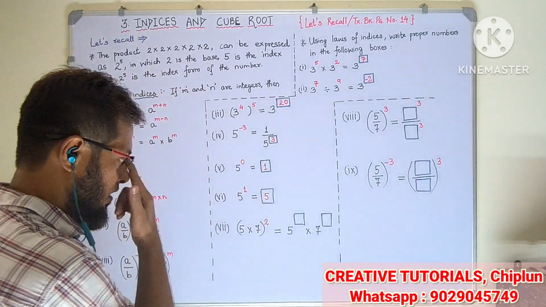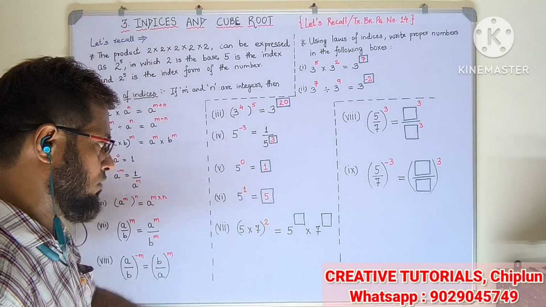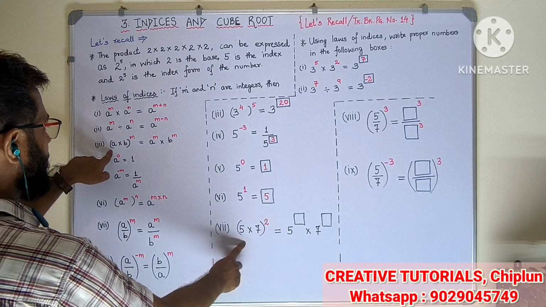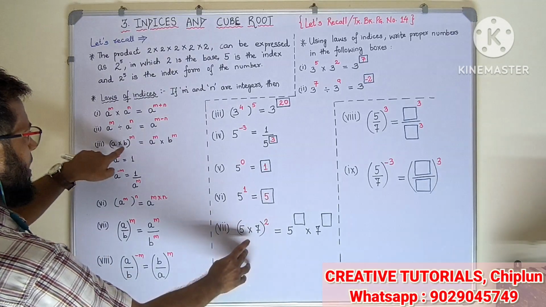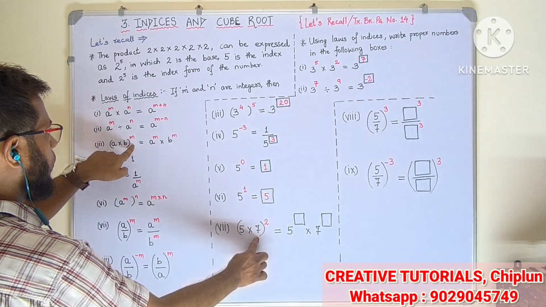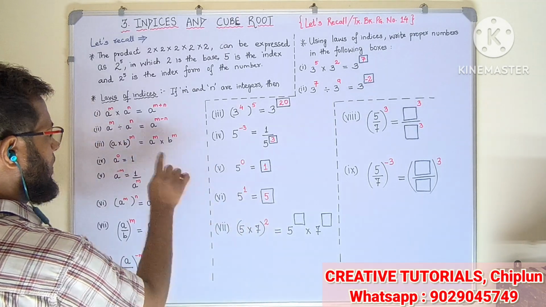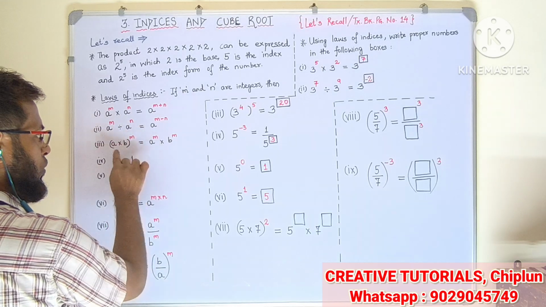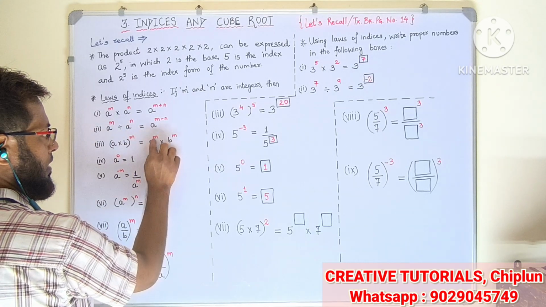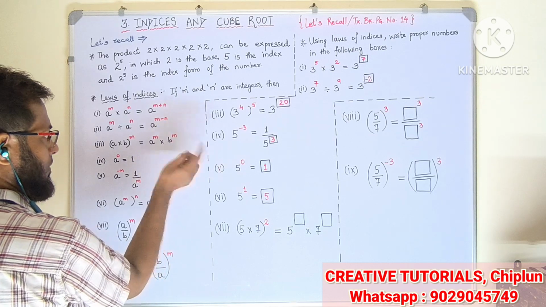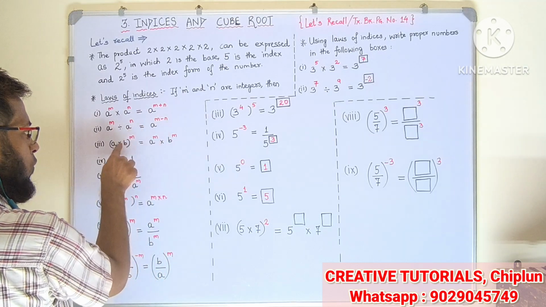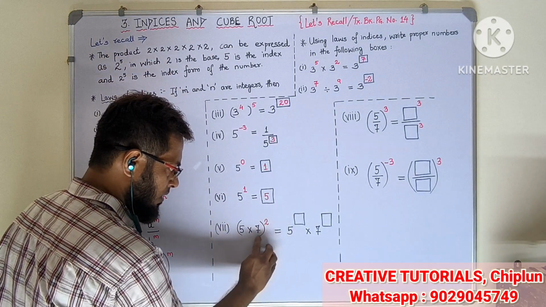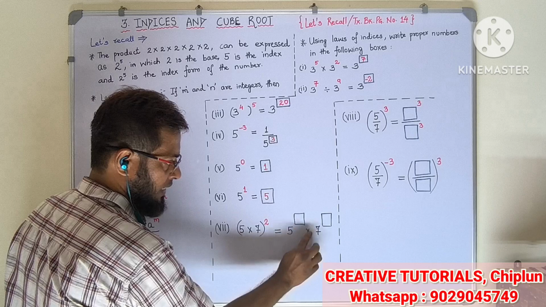Let's see question number 7. 5 multiplied by 7, the whole raised to 2. This question is matching with our law number 3: a into b, the whole raised to m. The law says that if a multiplied by b, the whole raised to m, the answer comes out to be a raised to m multiplied by b raised to m. That means the power m will go with both a and b, with the multiplication sign as it is.